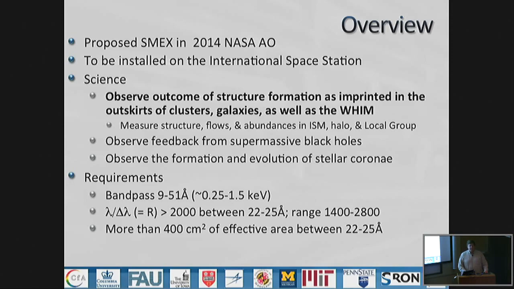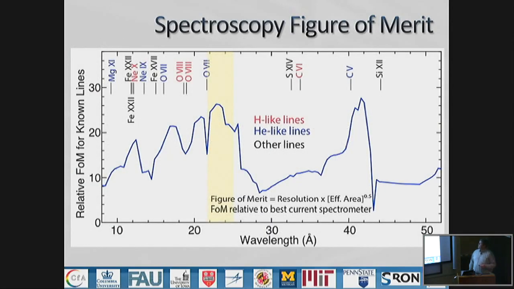And for those of you who are visual thinkers, here is a spectroscopy figure of merit. Now, this is a bit messy because it's the figure of merit measured by the resolution times the effective area to the 1/2 power. This is relative to the best current spectrometer, i.e. whether in these units XMM RGS is better or Chandra LETG or HETG is better. So that's what we're comparing to. The point you're supposed to get out of this is a factor of 10 increase, right about there.